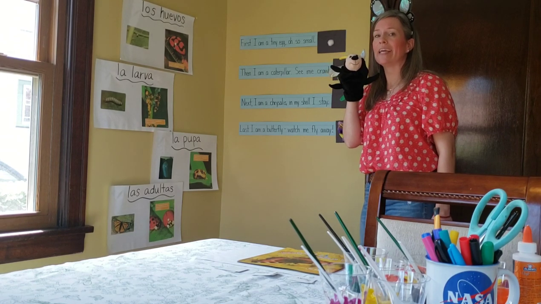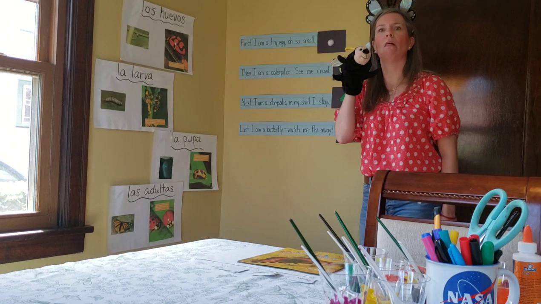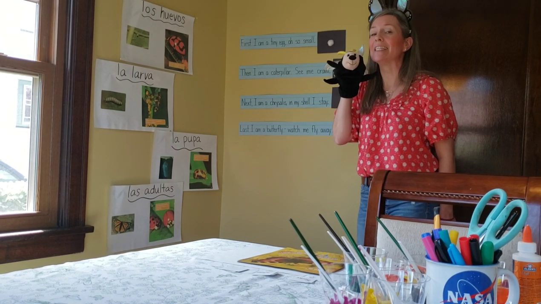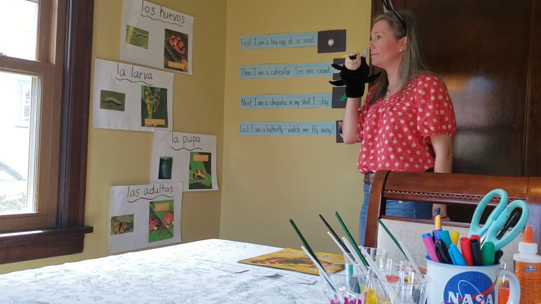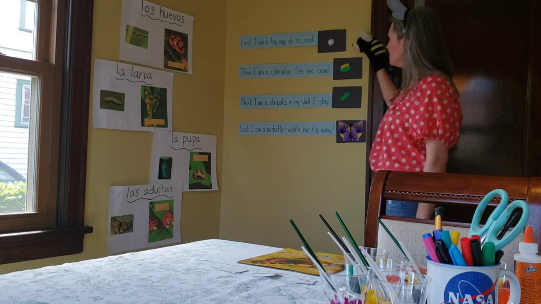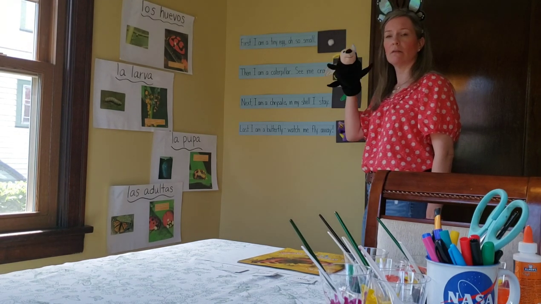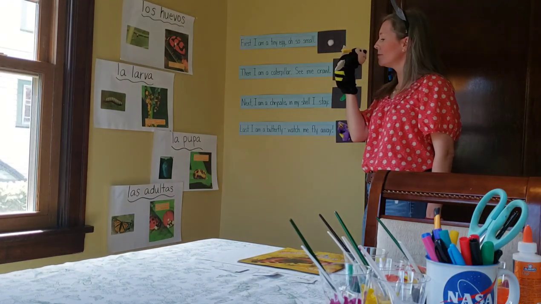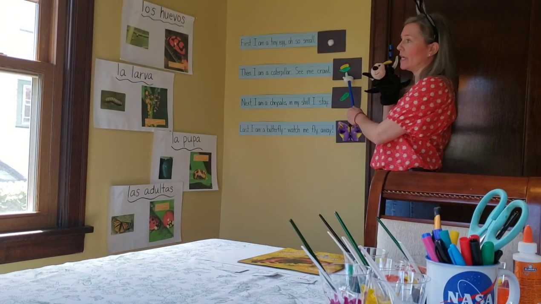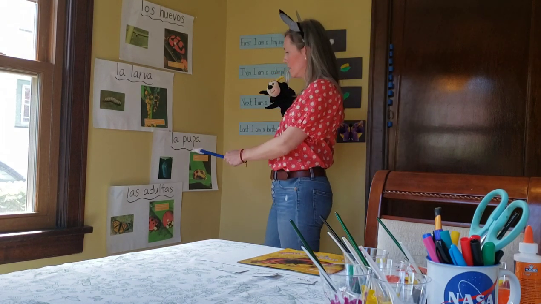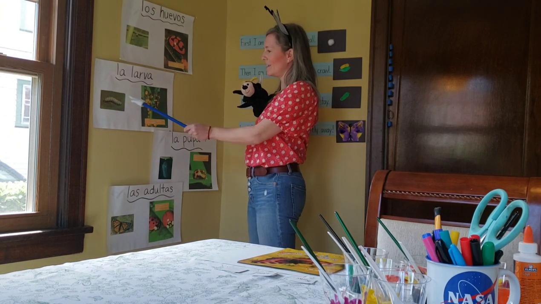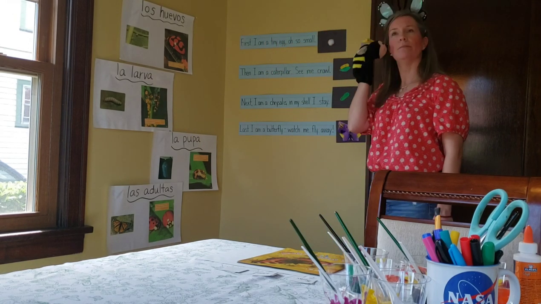Okay, the next one he wants to do, he wants you to find a larva. I'll give you a hint. It's the second stage. Larva. Did you spot it? Do you think they got it, Buzz? Let's see. Larva. Here's a larva. It's the caterpillar stage. Where's the larva over here? Is that a larva? No. We know that those are adults. La larva. Aquí y aquí. Larva.